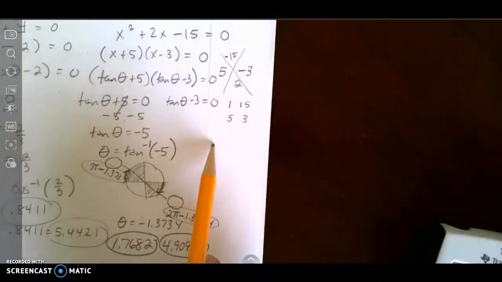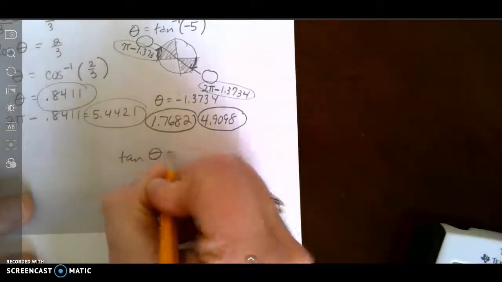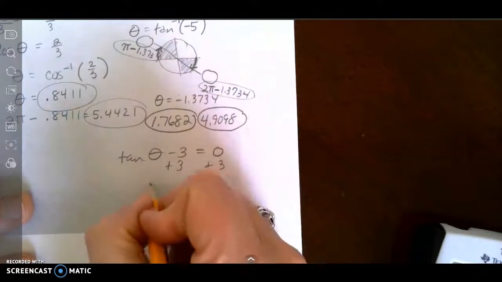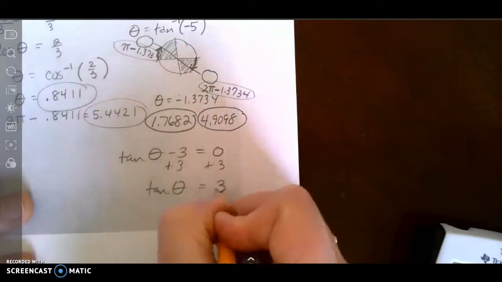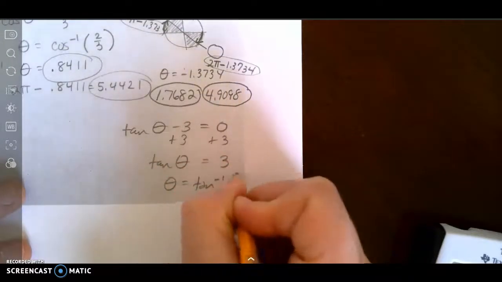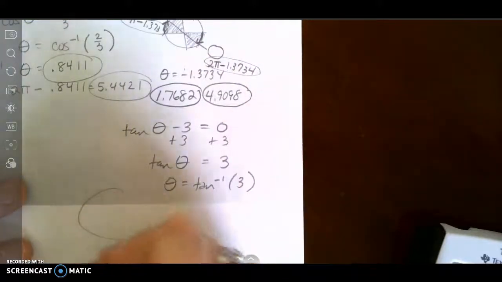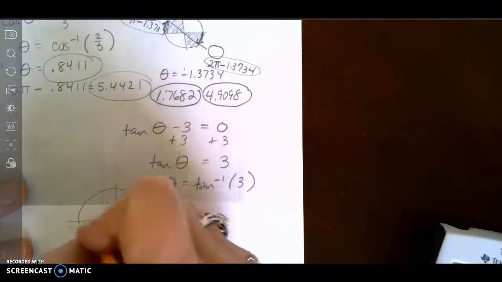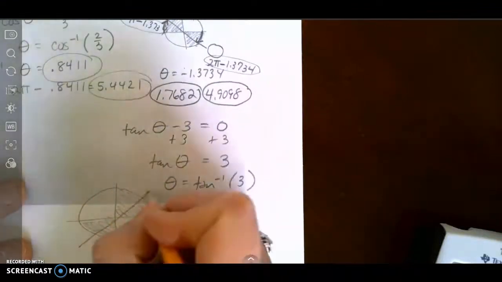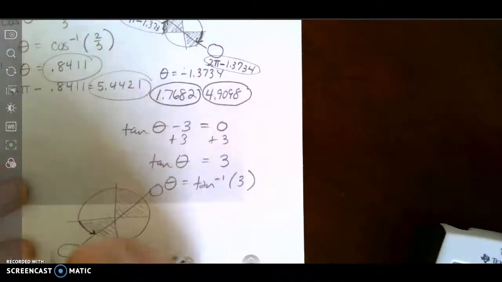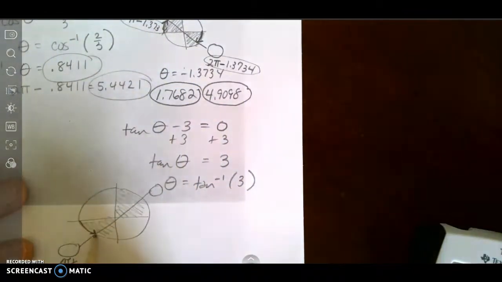Now I need to come over here and solve for this one. I don't have a lot of room, so I'm going to move this down here. Tangent of theta minus 3 equals 0. Add 3 to both sides, and I get that the tangent of theta equals 3. Take the inverse of each side. Now I know tangent is positive, so I'm going to have a quadrant 1 and a quadrant 3 answer. This answer here is going to be pi plus whatever that angle is.